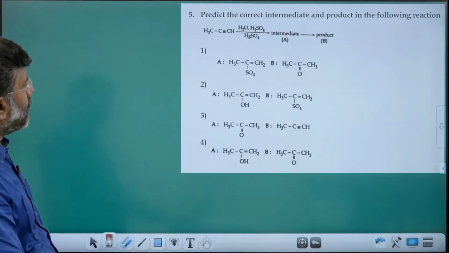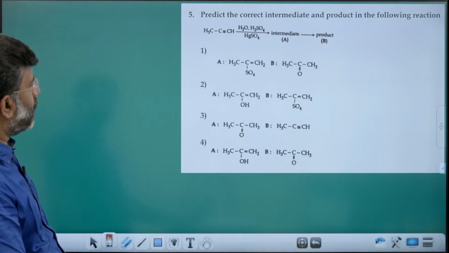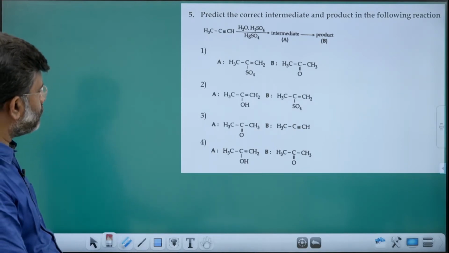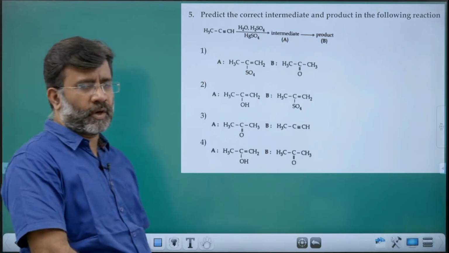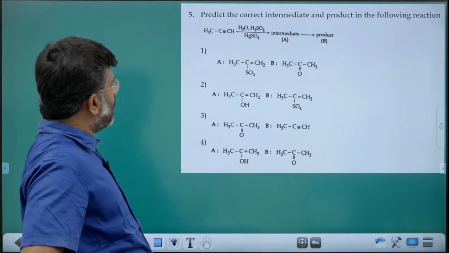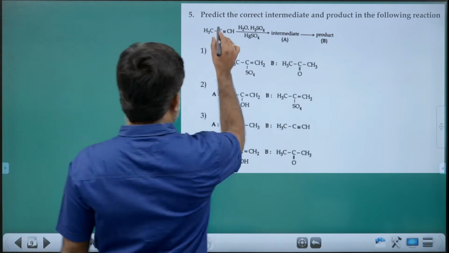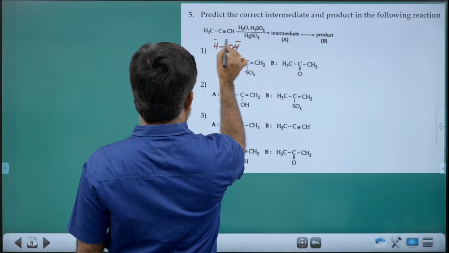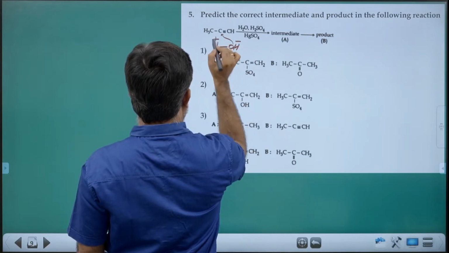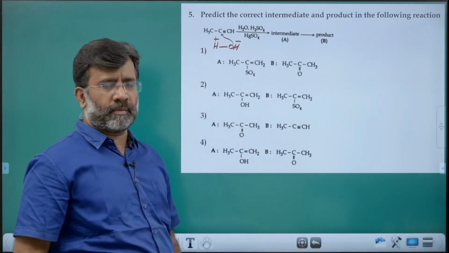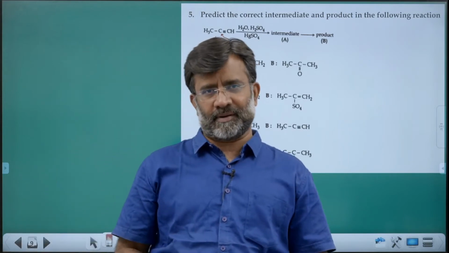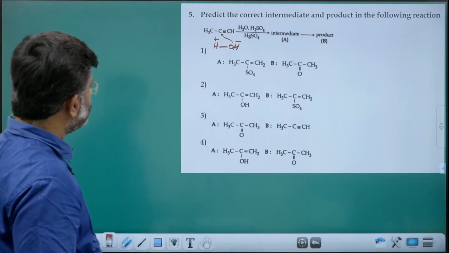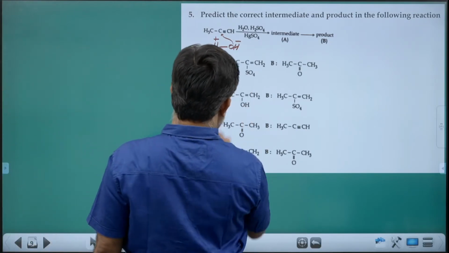Predict the correct intermediate and product in the following reaction. This is hydration of alkyne. You see, this is added with the water molecule, and OH minus will come on the Markovnikov addition. OH minus will come on the middle carbon, and you are getting enol. So A is enol.